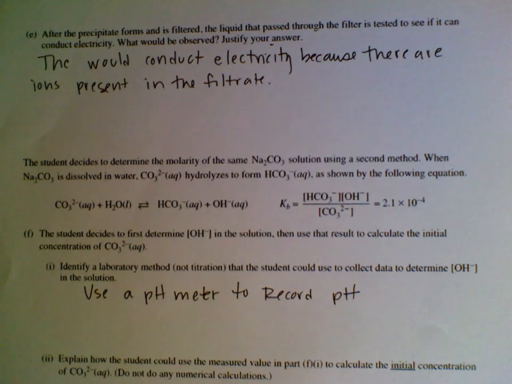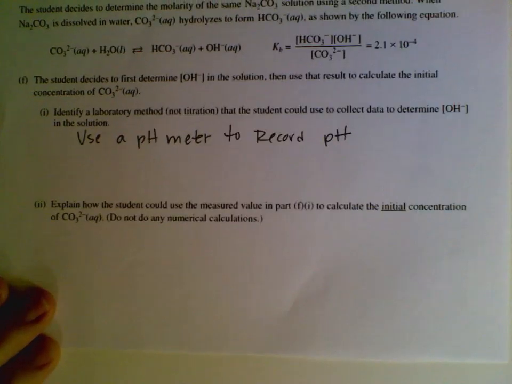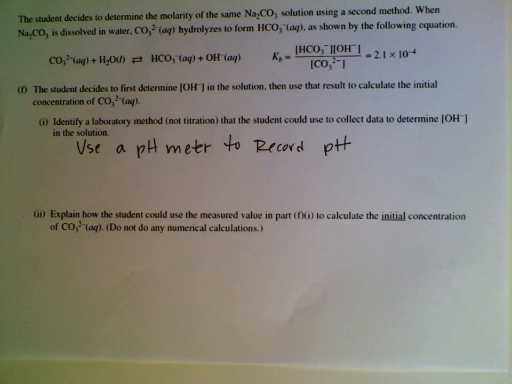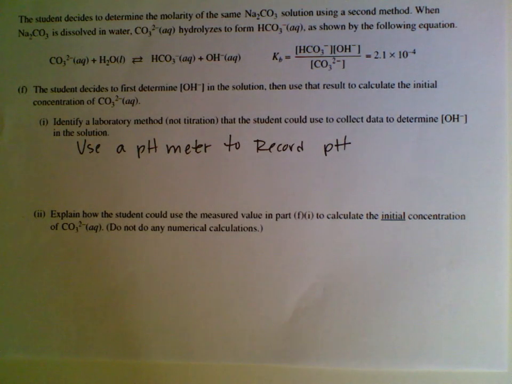Okay. Now, F2 here, I think, is probably a little bit harder, because they're asking you to use an OH- thing and they're not asking you to do that on the test, this might be a little beyond what your test will look like, but it's okay. So for 2, it says, explain how the student could use the measured value in part F1 to calculate the initial concentration of CO3 2-. And then it says, do not do any numerical calculations. So in this case, I would probably set up the idea of the math, but don't actually do any math. And basically, this is, do you understand how to use an ice table?